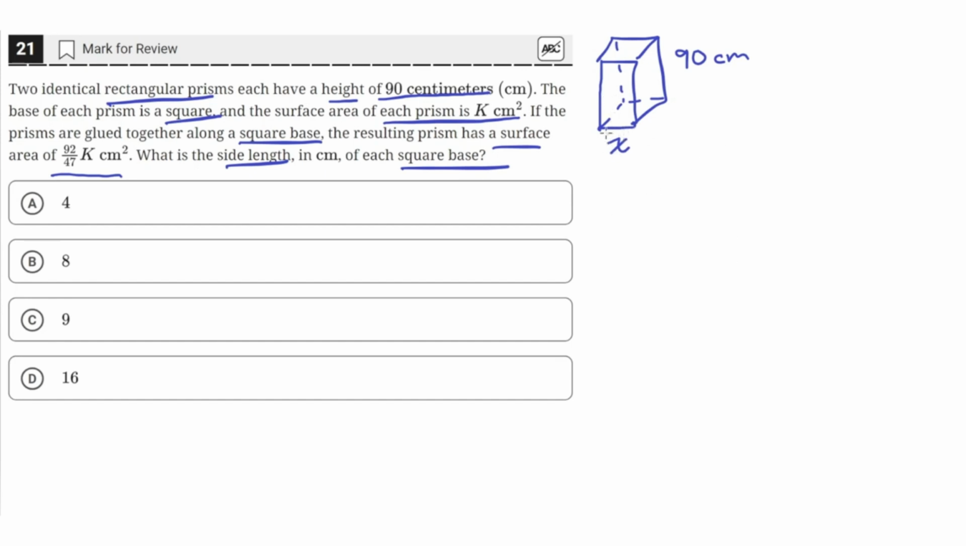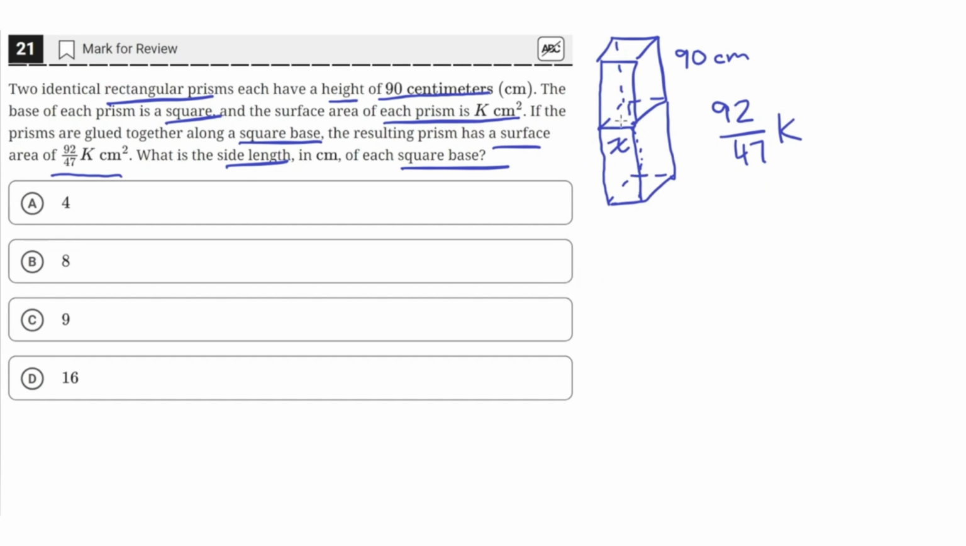And then we glue another rectangular prism that's identical to the first, and we glue it along the bottom where the square base is. So it'll look something like this. And we're given that the surface area of this large resulting rectangular prism is 92/47 k. Okay, so we can use this to solve for the value of k.